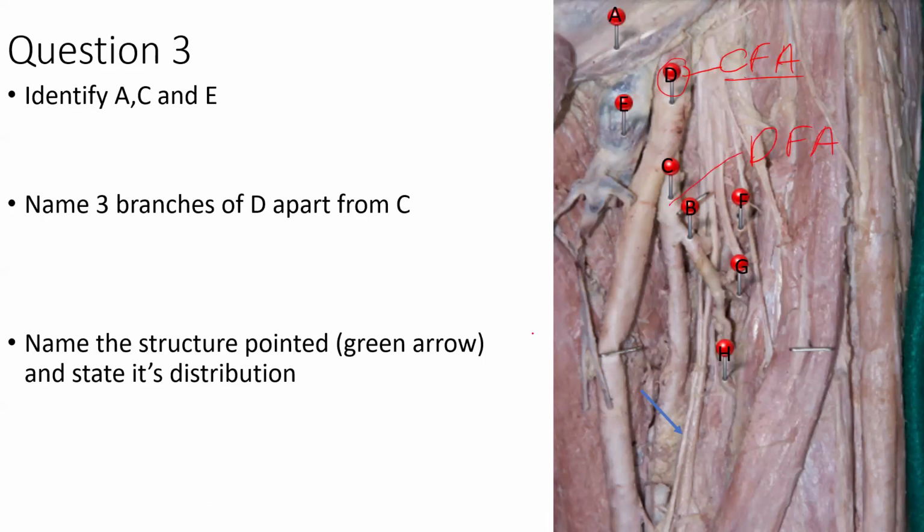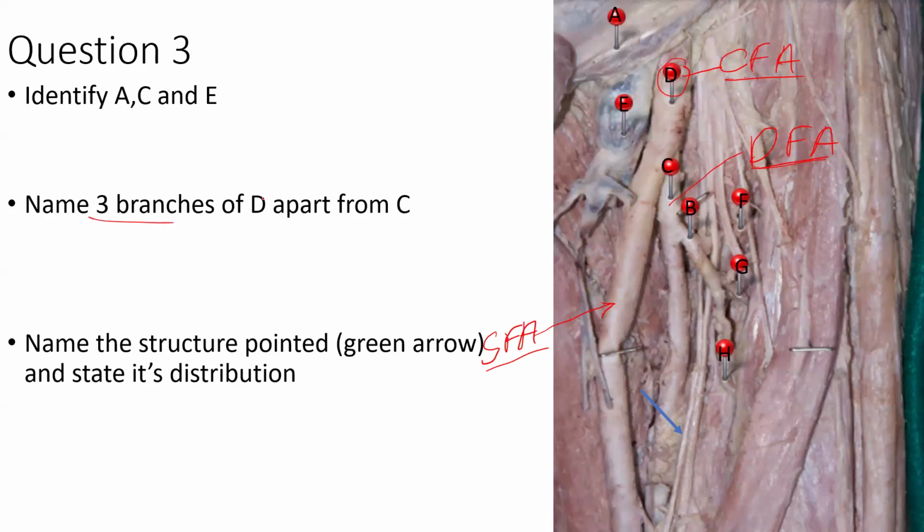And this one, which continues to your adductor canal, is the superficial femoral artery, which will become the popliteal artery at the level of the adductor hiatus. So that's how you name them. So common femoral artery, deep femoral artery, superficial femoral artery, and the other name of deep femoral artery is profunda femoris.